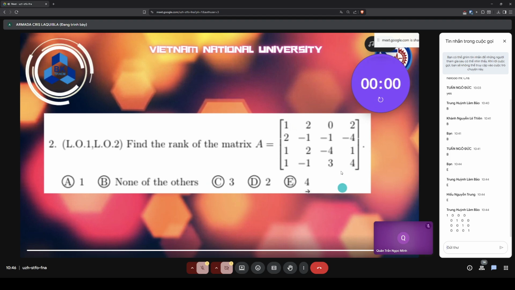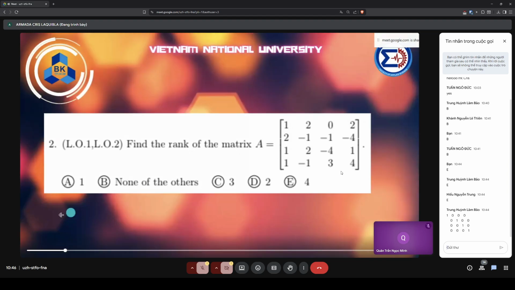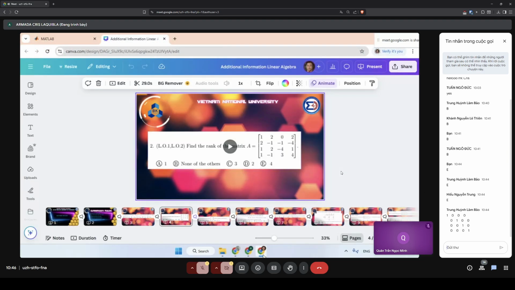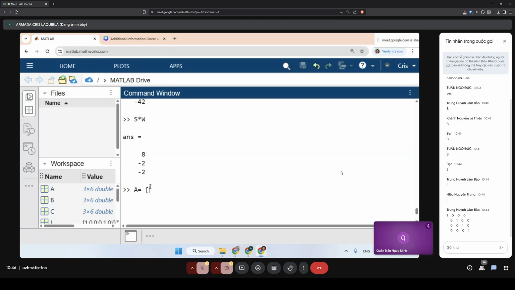Again, if you encounter this problem, "none of the others" is really not an option, so do not choose that. Okay? It's easier for us to solve the rank if we type it in MATLAB. So if you have there 1, 2, 0, 2. Next we have 2, negative 1, negative 1, negative 4.